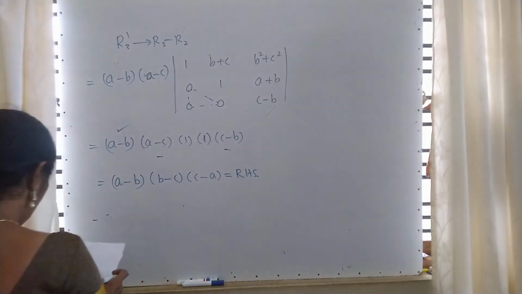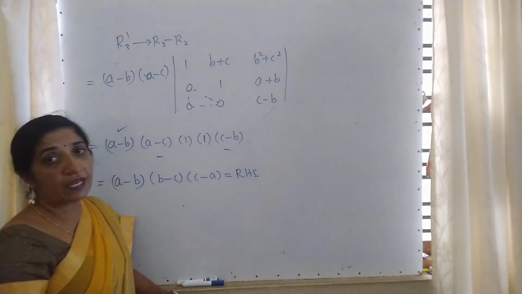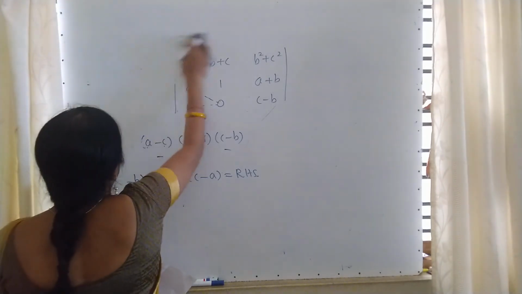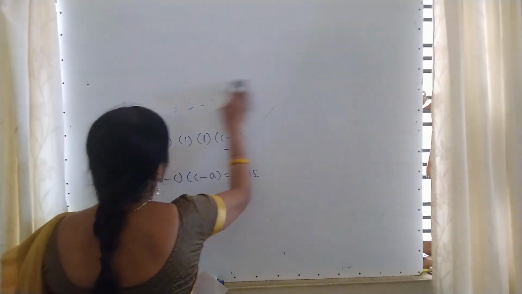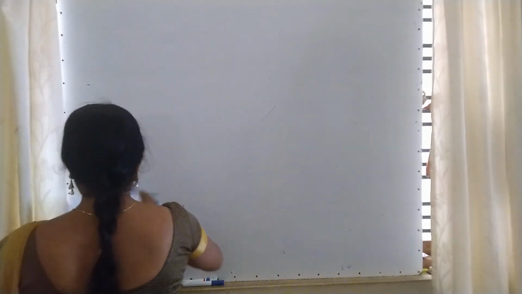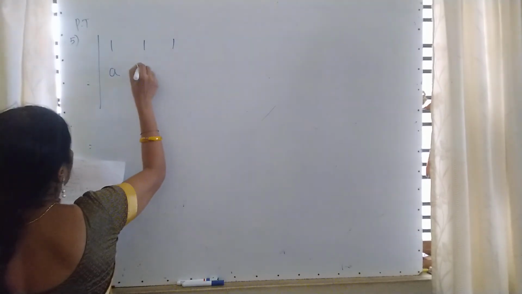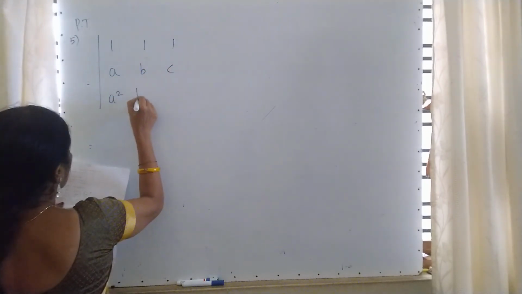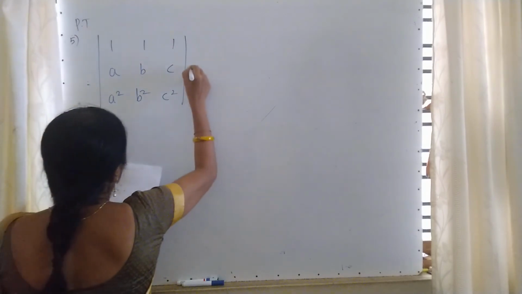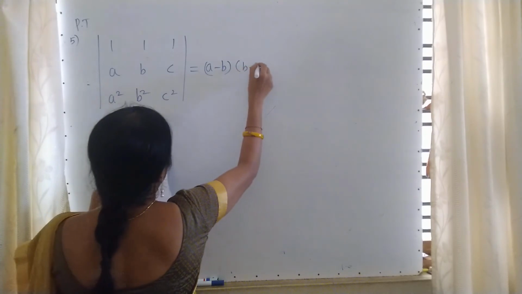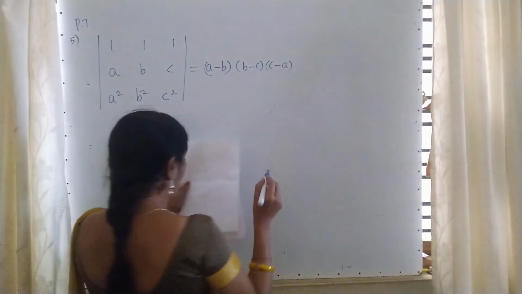Now tell me students, are the problems simple or what? Yes, they are very simple. Now moving to the next. Fifth one, same. Prove that 1, 1, 1, a, b, c, a square, b square, c square. And here again the result is A minus B, B minus C, C minus A.